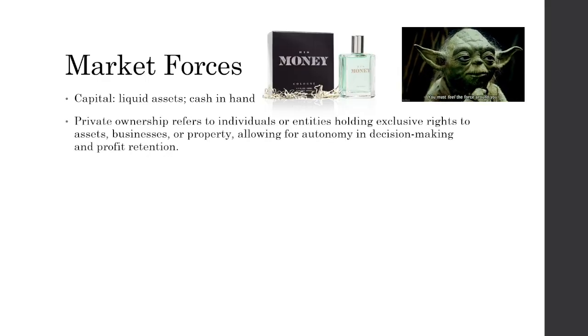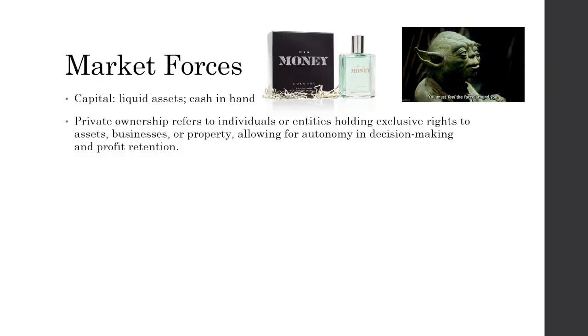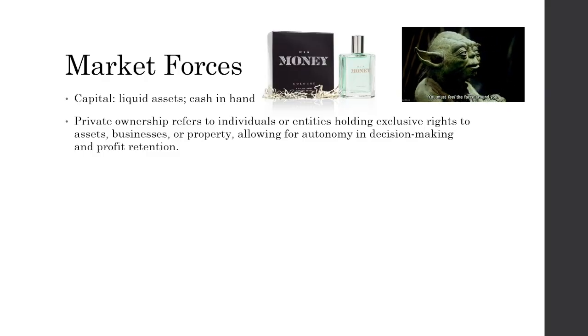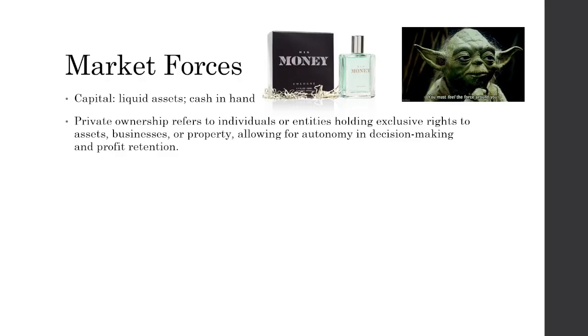Then you have private ownership, and this refers to individuals, so people, consumers, or sometimes producers, or entities like a corporation or a business that holds exclusive rights to assets, businesses, if they own any, or property. And this allows for autonomy, essentially a form of sovereignty over how they use those businesses, how they use those assets, how they utilize that property and obtain and retain profit. So obtain, earn profit, and retain, keep that profit.